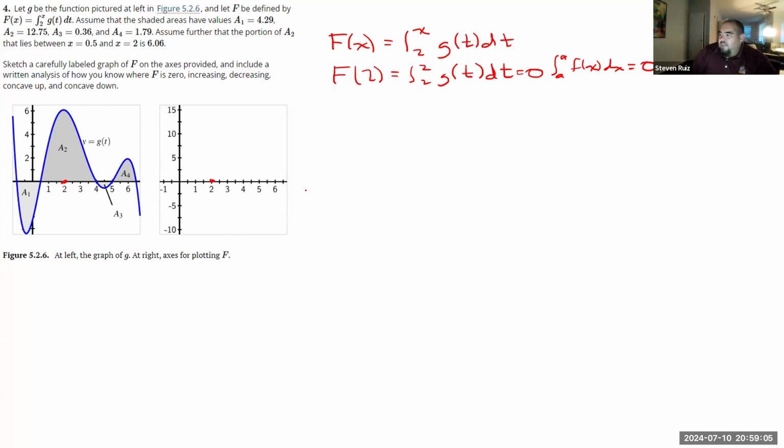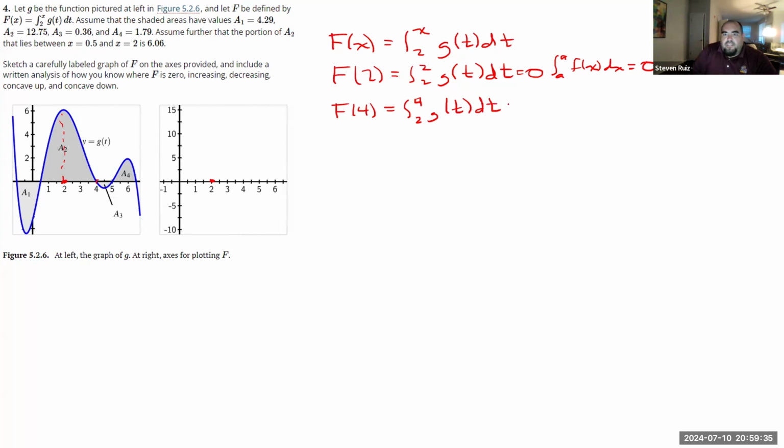If f of 2 is equal to 0, let's do what we've done in the past. Let's move left and right from there and see what happens. Let's move to the right from 2, from x equals 2 to x equals 4. What is going to happen there? Let's talk about that. What is f of 4? f of 4 is equal to the integral from 2 to 4 of g of t dt.